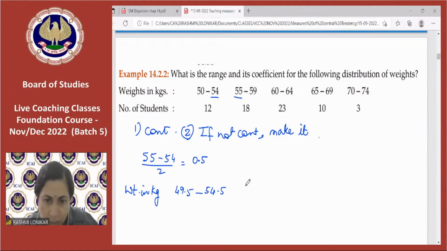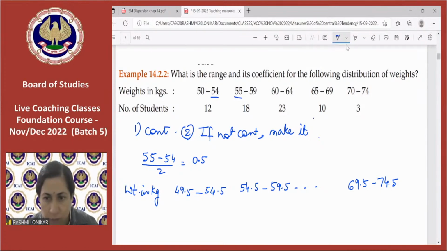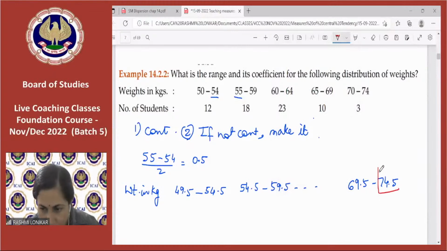Then second will be 54.5 to 59.5, and so on. We will just do this for the last one, so it will be 69.5 to 74.5. From this, what is my largest value? The largest value is 74.5 for this class interval, for this frequency distribution, and the smallest is this much.